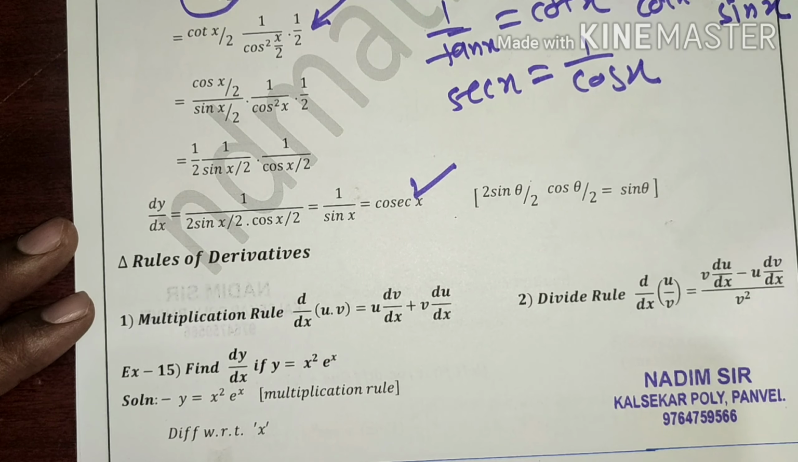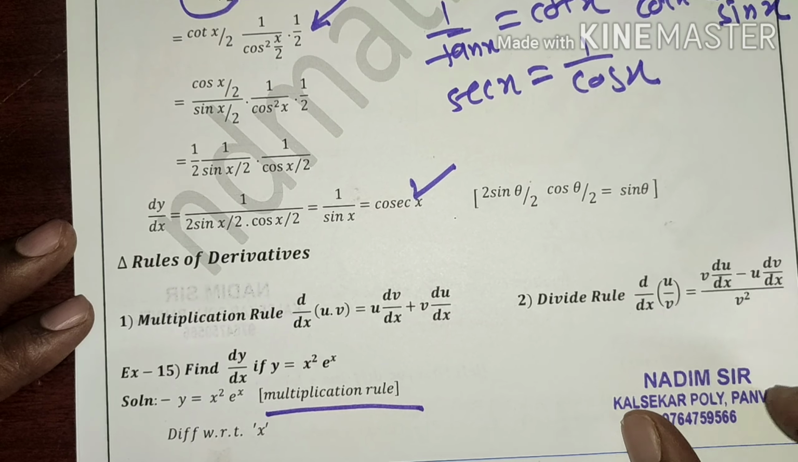See example number 15. Find dy by dx if y equals x square e^x. Here x square is the first function, and e raised to x is the second function. We rewrite the question again in our solution: y equals x square into e^x. There is multiplication between x square and e^x, so we use the multiplication rule here.